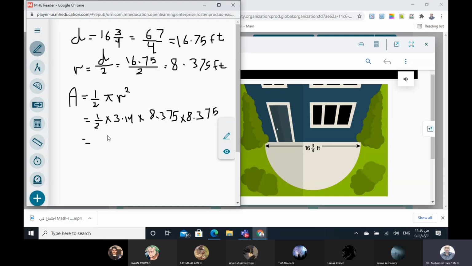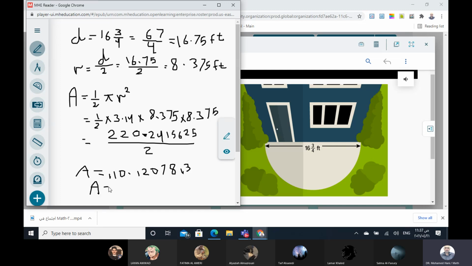So the answer will be now 220.241 or 241.5625 divided by 2. So the answer will be 110.1207813.